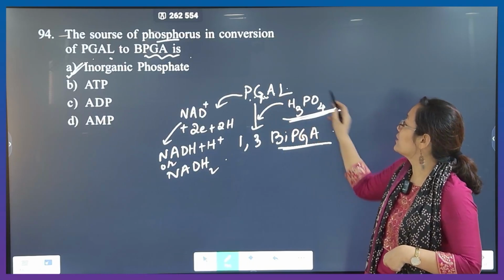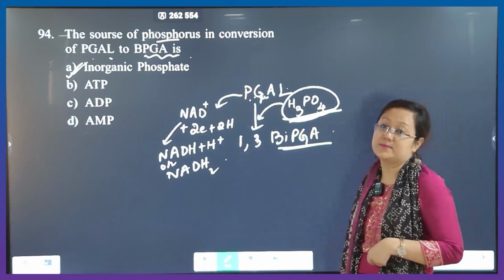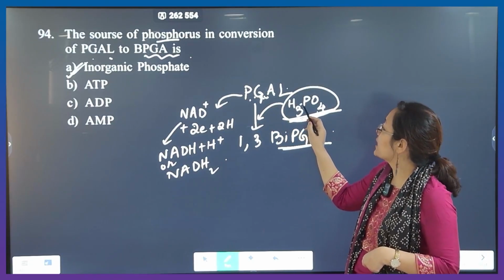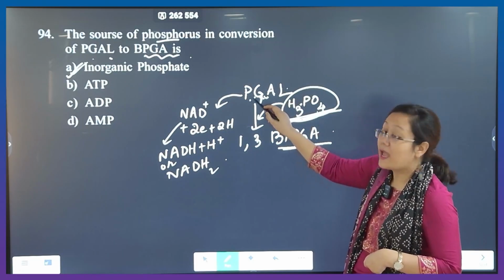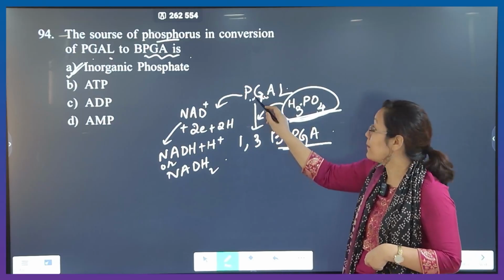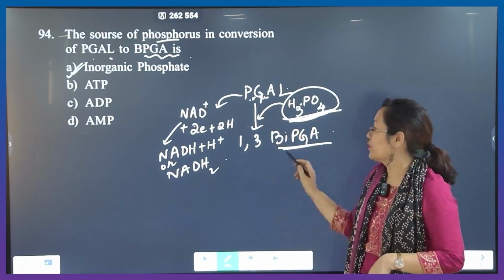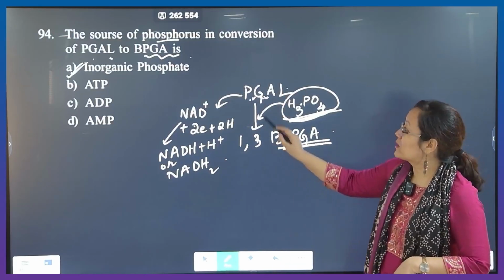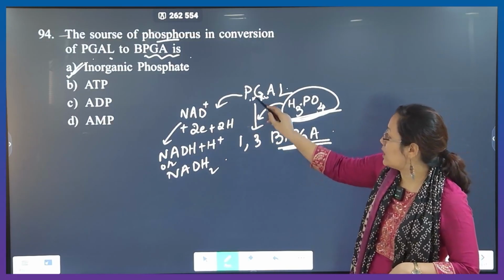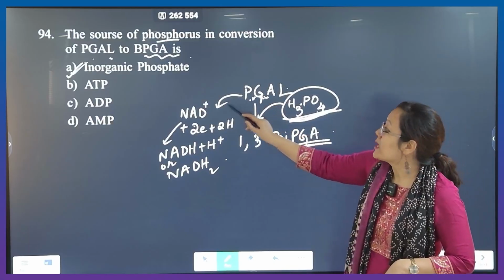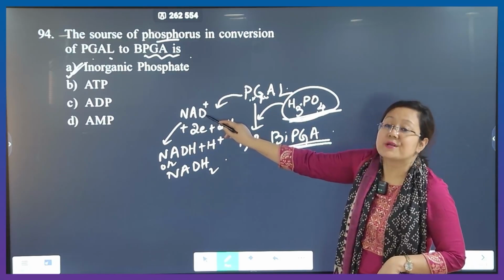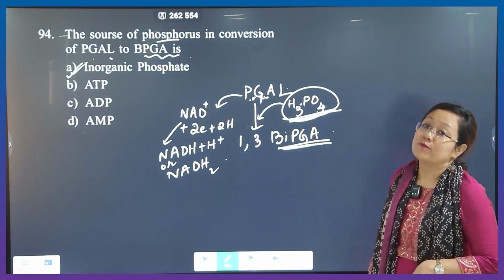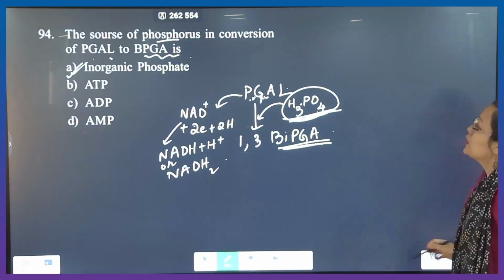That another phosphate comes from this phosphoric acid, which is from the external source. Okay, so here inorganic phosphate is added, and the one phosphate that was here becomes 2 phosphates, by phosphoglyceric acid. So in this step of glycolysis there will be oxidation of PGAL, reduction of NAD ion, and it also consumes this phosphate. Okay? So the answer will be inorganic phosphate.